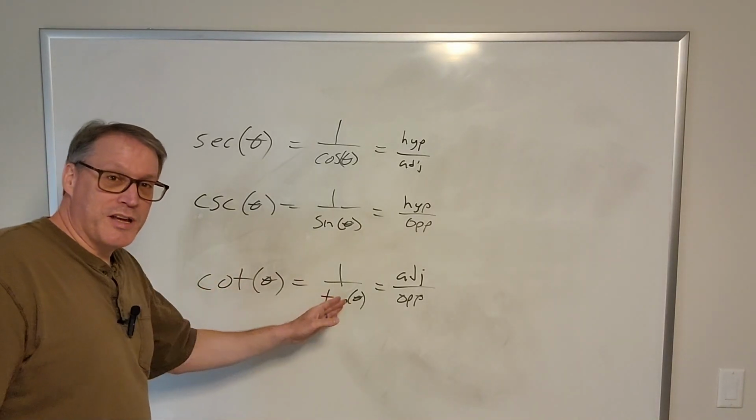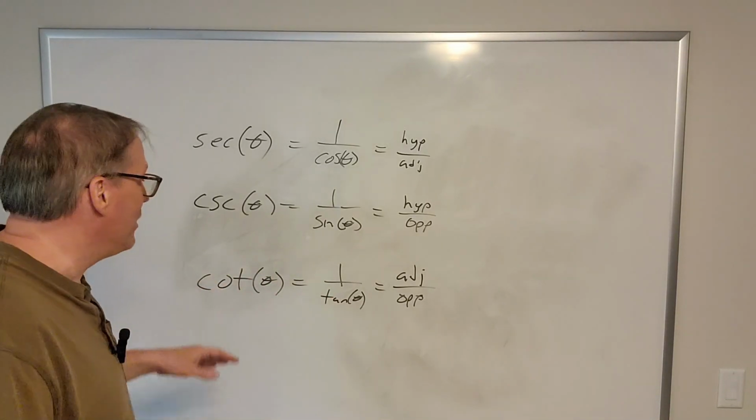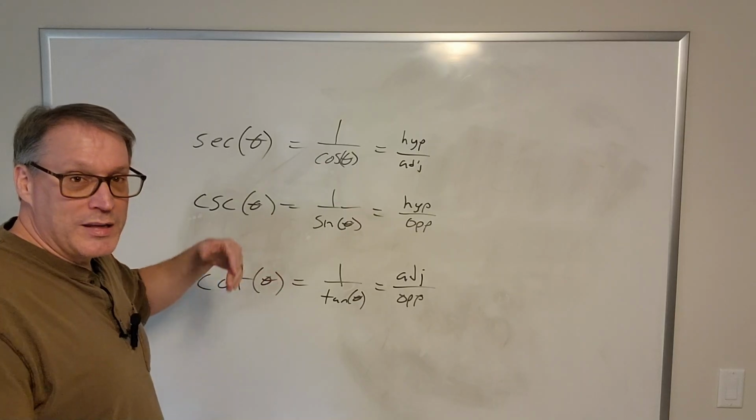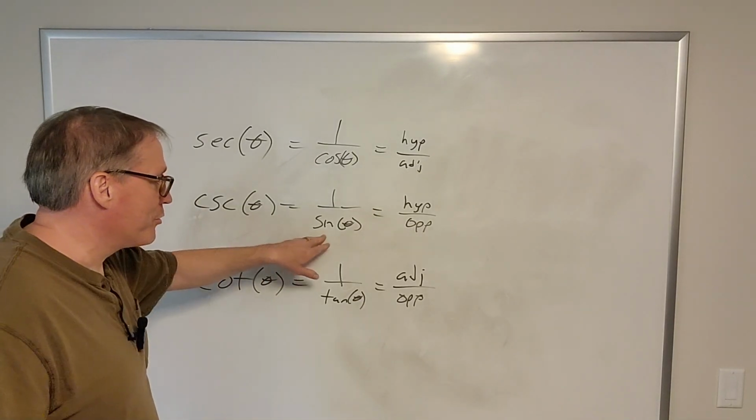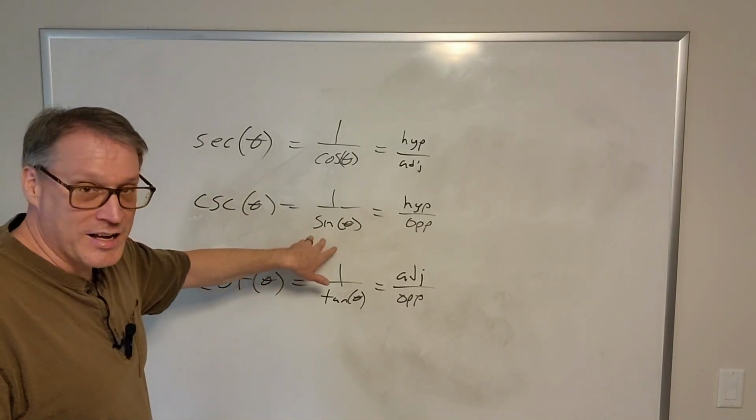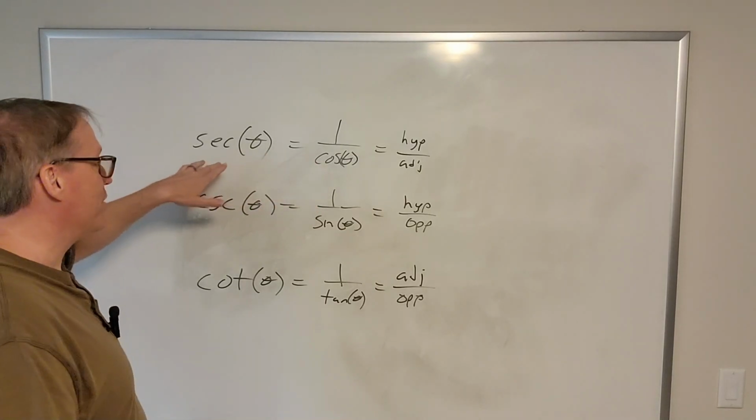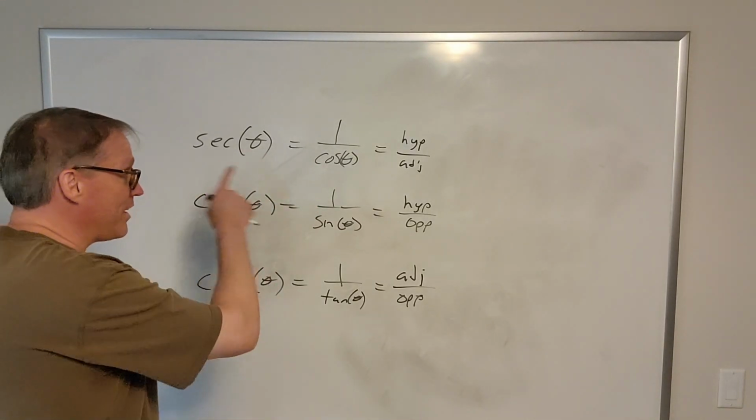Cotangent's the easy one. Cotangent and tangent, they're the only ones with tangent in them. But when you're dealing with the reciprocal functions, it just corresponds to the regular. In this case, the cosecant corresponds to just sine. Cosine corresponds to just secant. So just know that that's the case, okay?